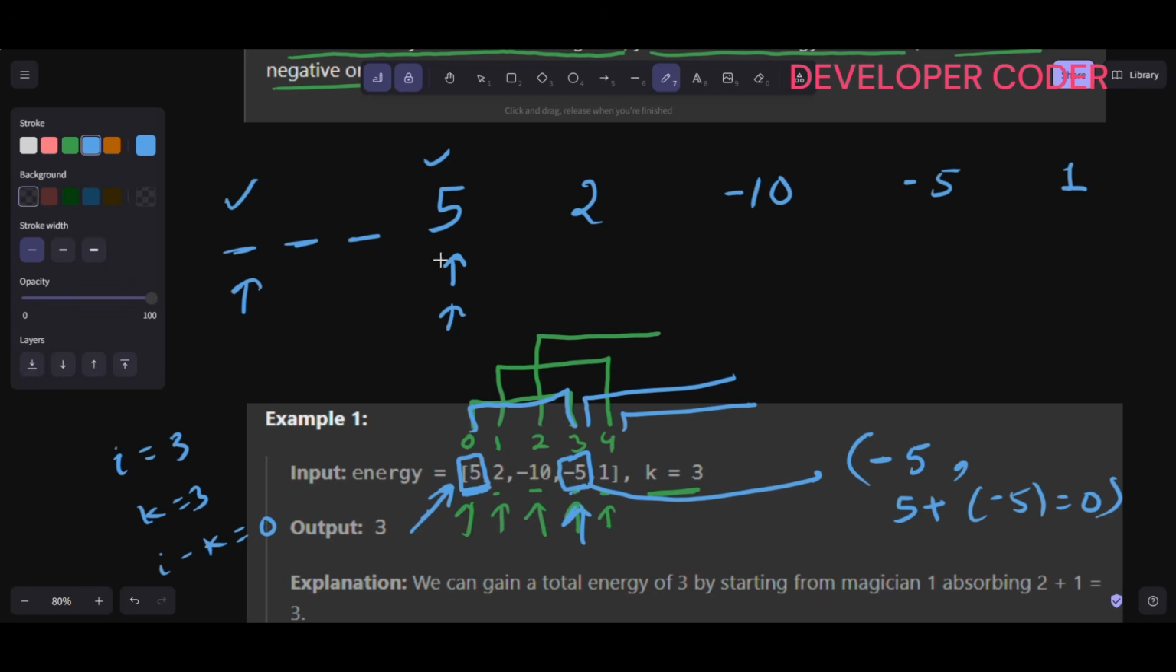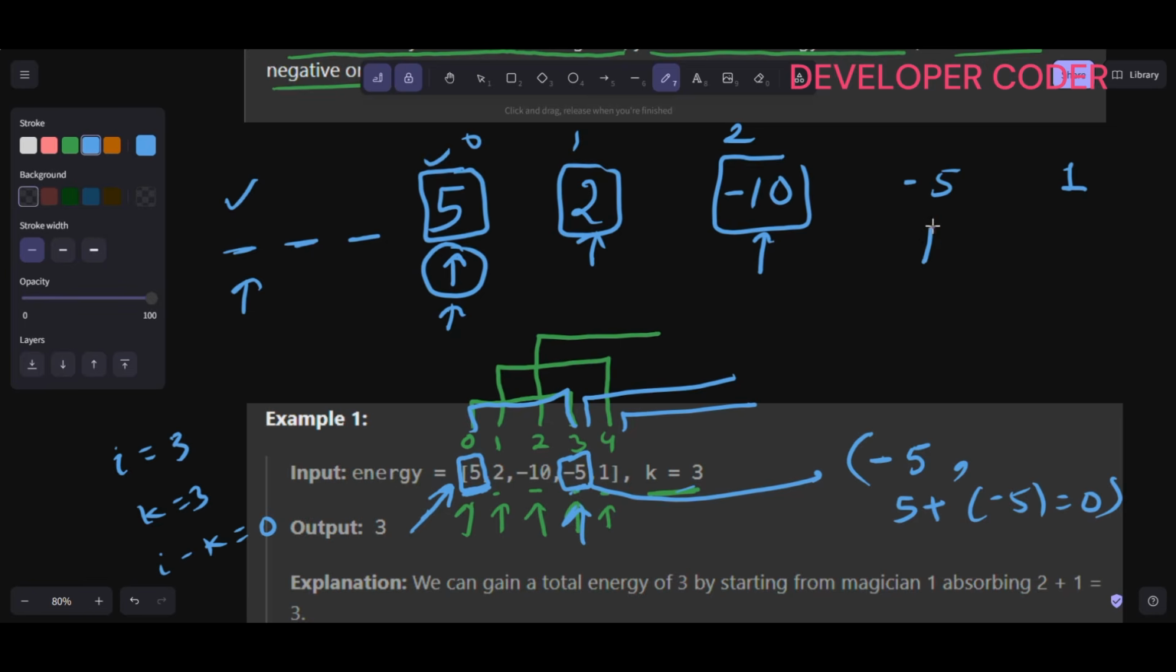So that is why I'm starting from here. If you see, if I'm starting from here, there is no previous point. So 5 is the max energy at this particular point. Here 2 is the max energy, there is no i minus k. Same way here minus 10, there is no i minus k. 0, 1, 2, so 2 minus 3, minus 1 index, there is nothing. Like that, that's it.